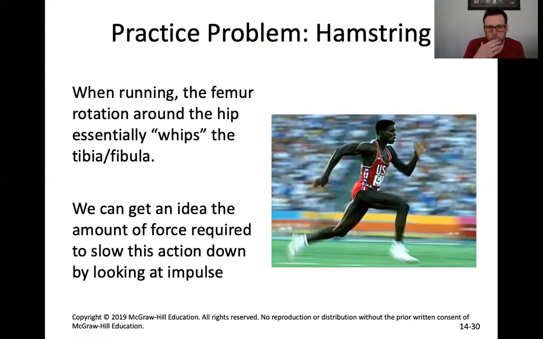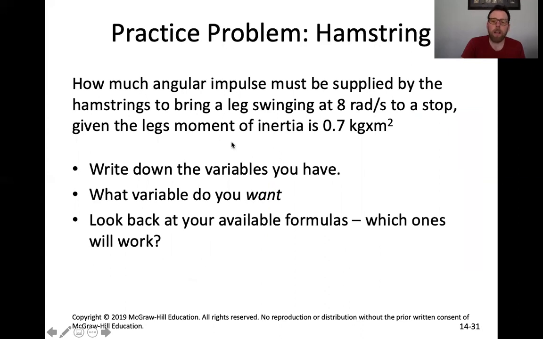My bad. When you run, the femur rotation around the hip creates a whip, and it whips the tibia and the fibula, or the lower leg, around the knee and around the hip. It creates a huge amount of rotational force and an impulse. So here is the actual practice problem. I would like you to do this on your own and try this out. This can give you an idea of how big the force is that's created when the leg whips out, and why we might actually get a lot of hamstring injuries if our hamstrings aren't well developed.